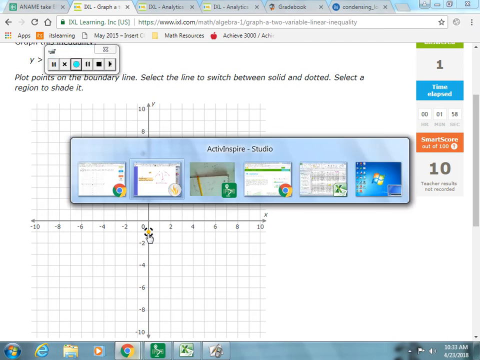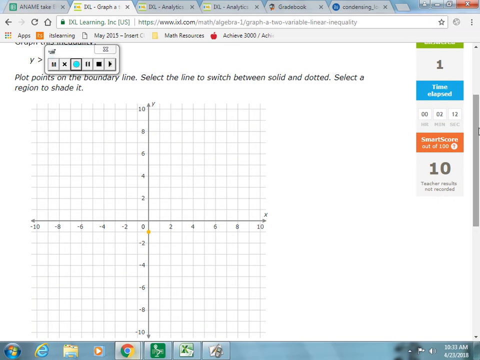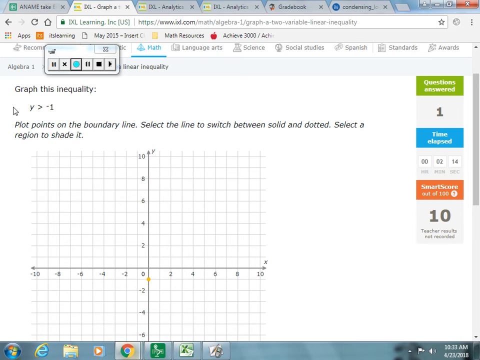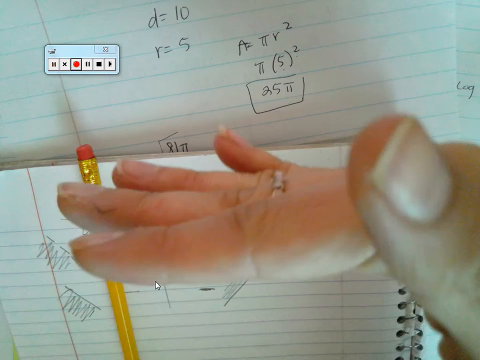Now my slope, that's the number. This is the second thing I do: the number, the coefficient. That means the number in front of x. So do I have an x in this equation, this inequality? No, I don't. So that means my slope is 0. So it looks like this when my slope is 0. It's a horizontal line when slope is 0.